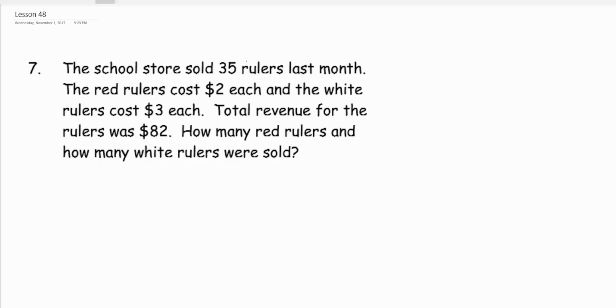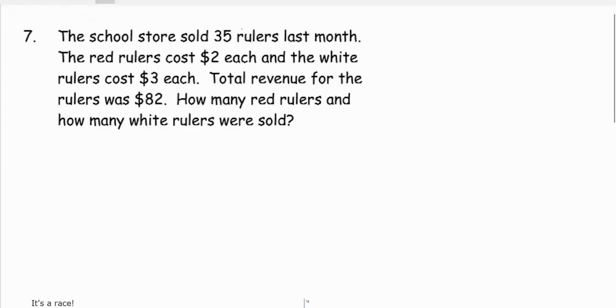This is lesson 48, choosing a method. So the school store sold 35 rulers last month. The red rulers cost $2 each and the white rulers cost $3 each. Total revenue for the rulers was $82. How many red rulers and how many white rulers were sold?